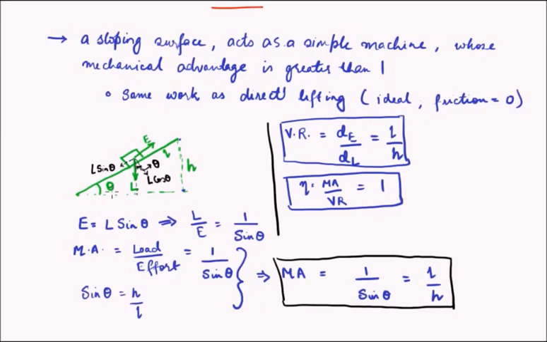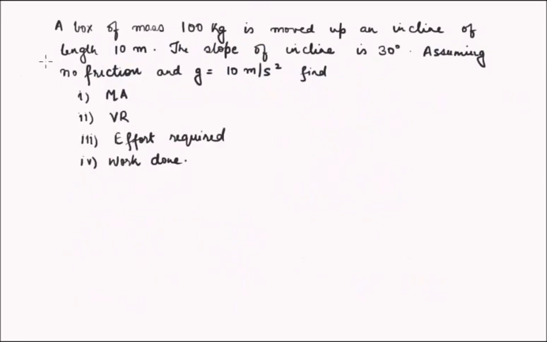Okay, so much for the theory. Let us see an example. This question says that we have a box of mass 100 kg and it is moved up by incline of length 10 meter. The slope of the incline is said to be 30 degrees. So what is the complete scenario here?